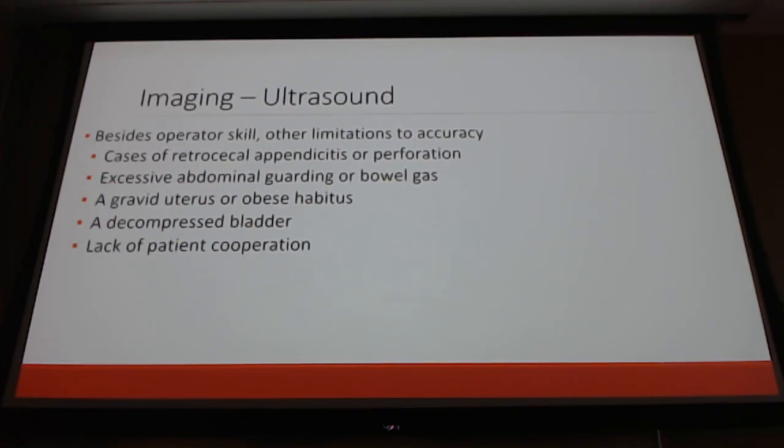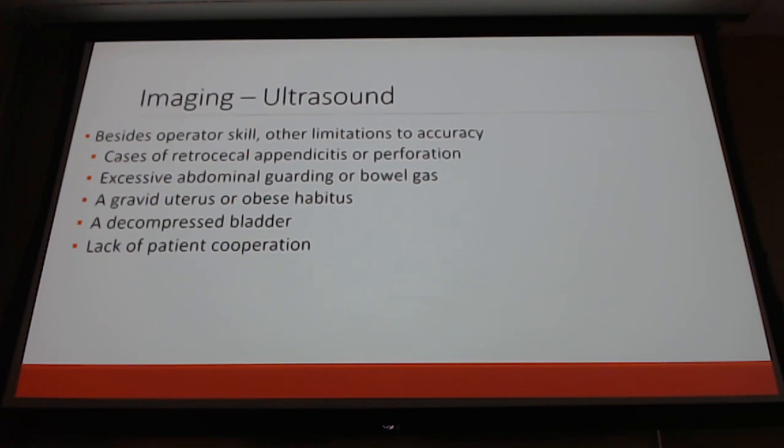So, other limitations though, we have that retrocecal appendicitis. Again, that's a large portion of those, 64%, difficult to see. Excessive abdominal gas or guarding makes it very difficult to look through and visualize those. If the patient is pregnant, or if they're obese, it's a little bit more difficult.